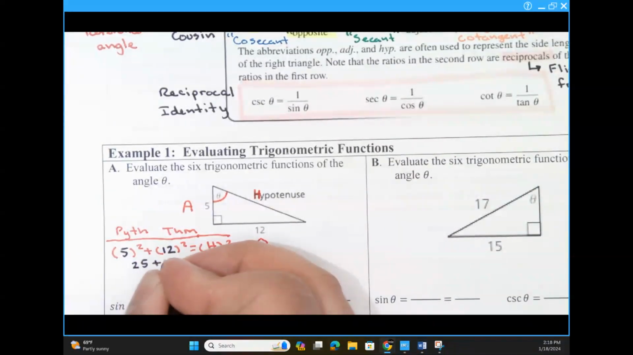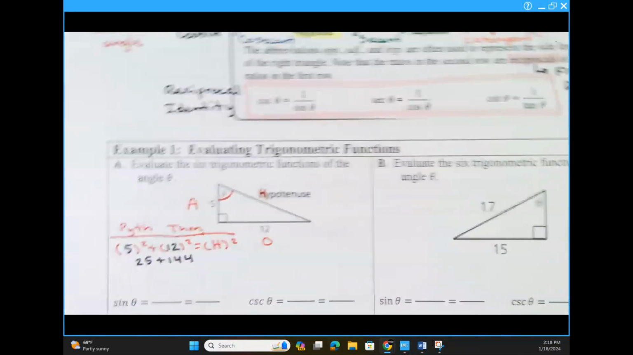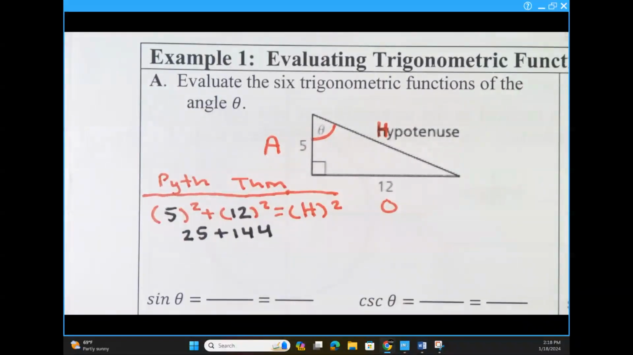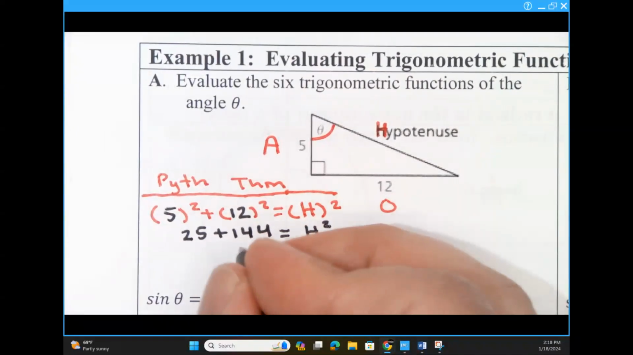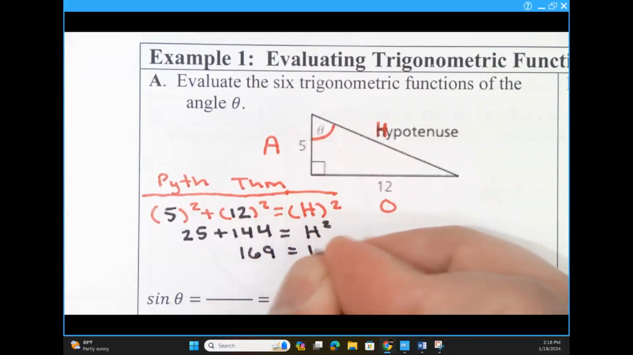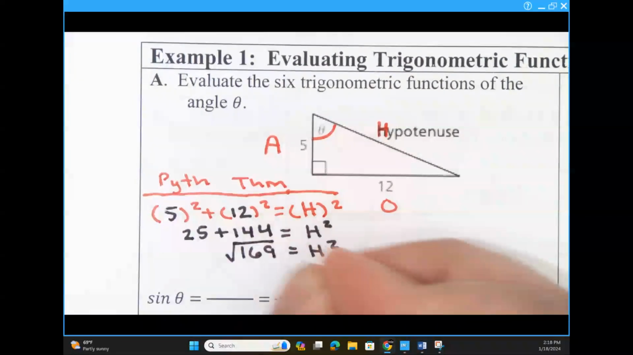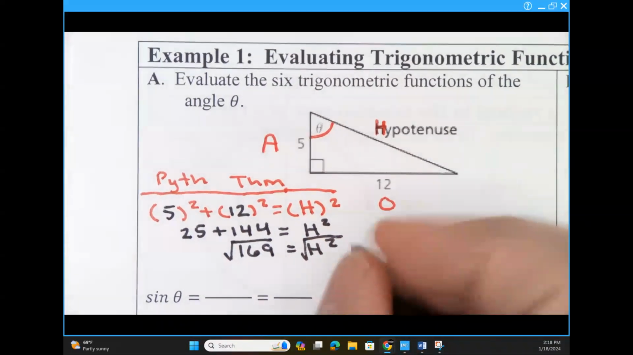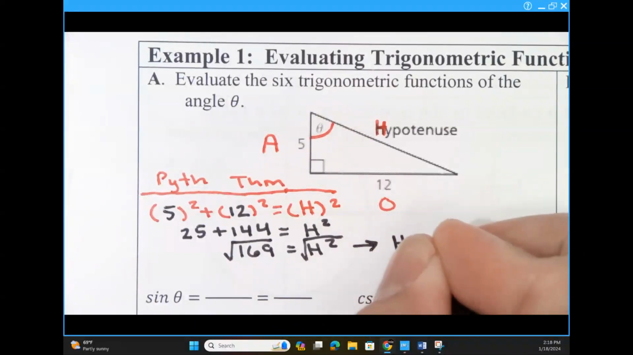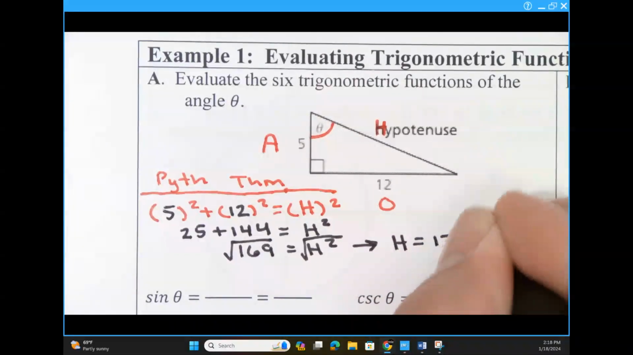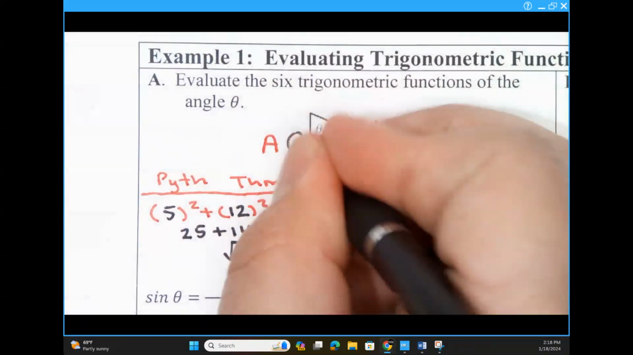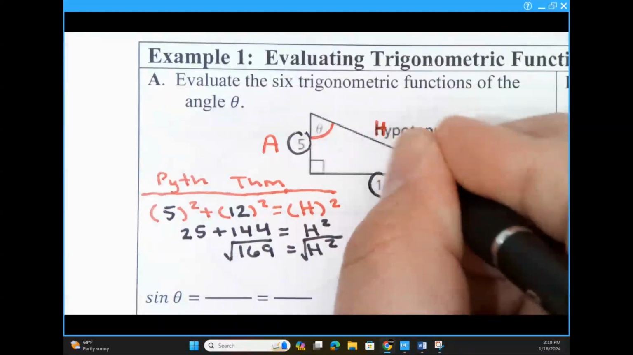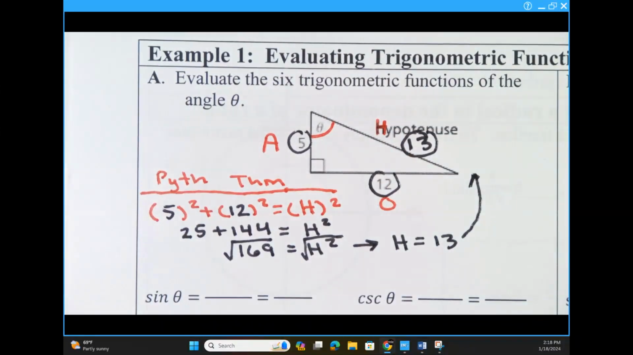25 plus 144. Let me zoom into this now a little bit more. Here we go, nice and exaggerated. Is equal to the hypotenuse squared. 169 is equal to hypotenuse squared. So when I take my square root, I don't want to mess with this here. So the hypotenuse is equal to 13. And there it is. I now have all 3 sides. I've got the 5, the 12, and we now have the 13 for the hypotenuse. So now I'm ready. I can answer all 6.